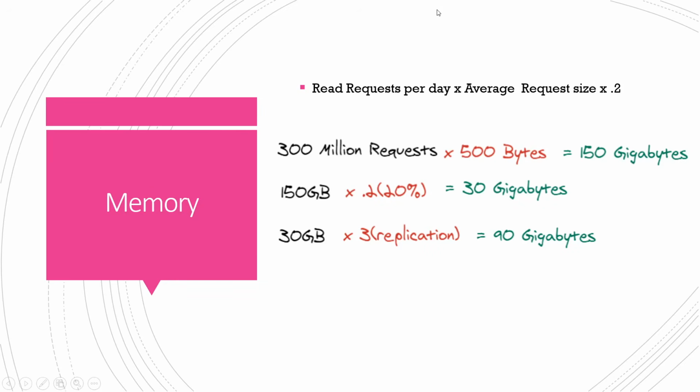Next up we have our memory estimate. For this we're going to use the value we got for our read requests per day times the average size of our request, and we're going to multiply that by 0.2. The reason for that is our 80-20 rule, which is that generally speaking, for a rough estimate, you can assume that 20% of your data will be 80% of your overall requests or traffic. Not all, especially on a social media site, some posts are going to get much more views than others. So a popular account, their post is going to get viewed millions of times. Other people's posts might not get viewed at all.